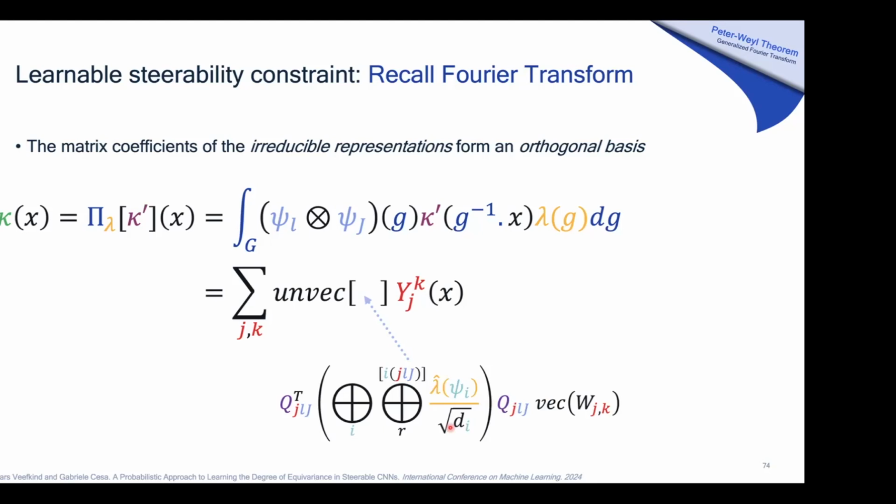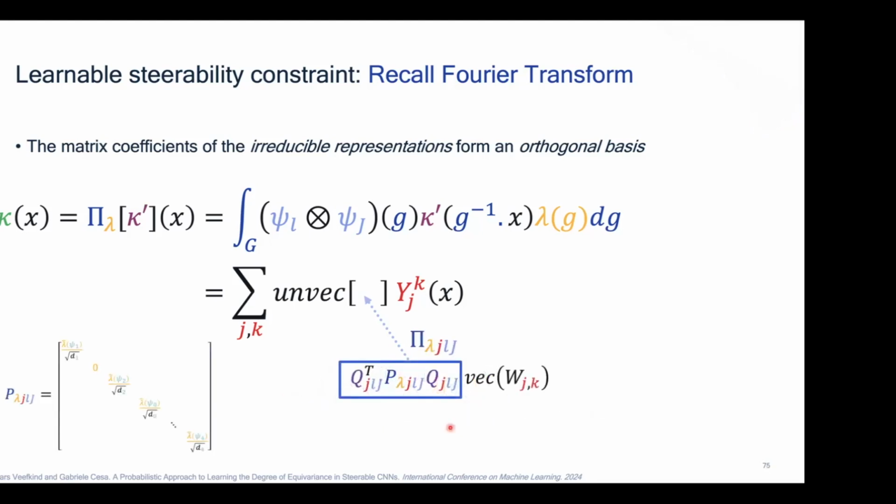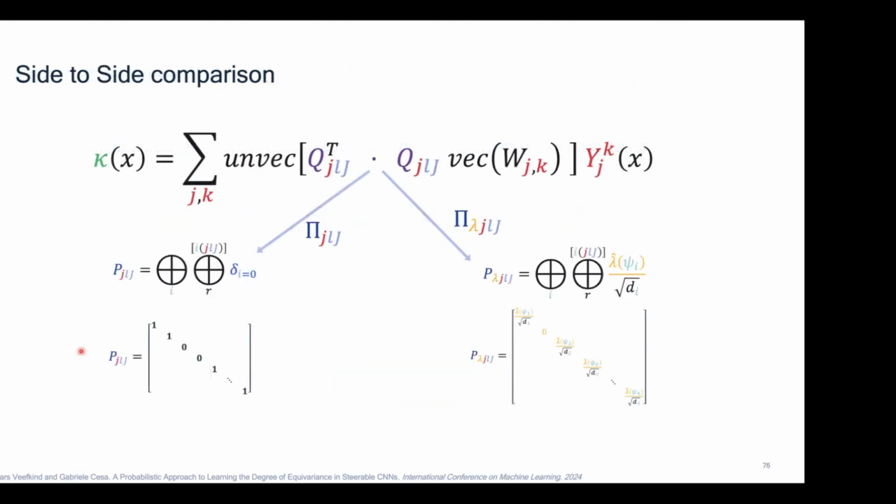So comparing this to our previous approach with a fixed equivariance group, now we don't have a diagonal matrix here with only ones and zeros masking out certain filters, but we have a block diagonal matrix containing the Fourier coefficients of our learnable distribution. Just to compare them side by side, the functional form looks exactly the same, but we have a bit less sparsity. We don't just have ones and zeros, but we have these Fourier components.